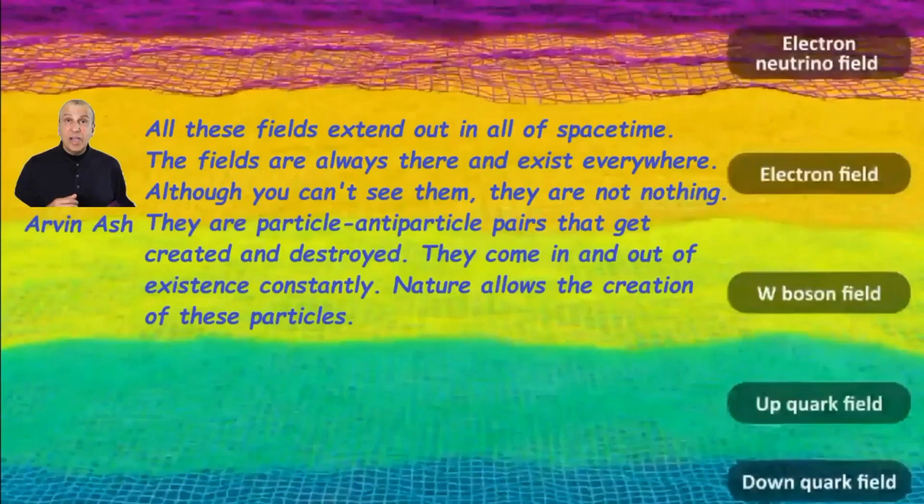But here we have, again, a synthesis of what good old Arvin Ash said. All these fields extend out in all of space-time. The fields are always there and exist everywhere. Fields, right? So they're all superimposed fields. They create these particles, right? And he's saying they're not nothing, they're something, okay? Something means that you have a ball or whatever a particle is, and all these vibrating fields, they're superimposed, I guess. Well, how can they go through each other?